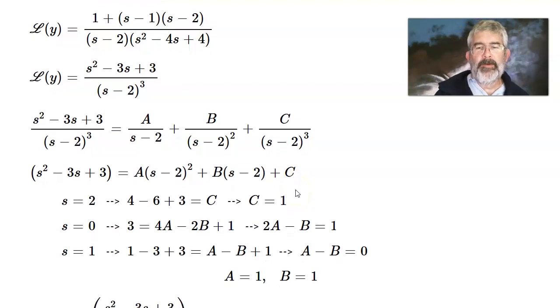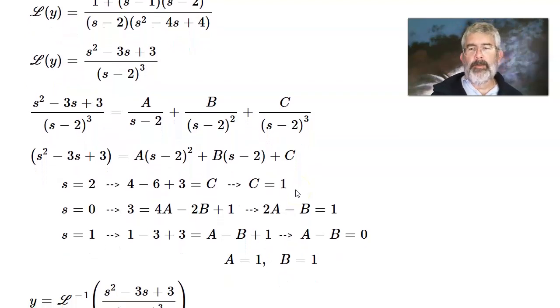Okay. And so I'm going to solve this by plugging some numbers in. I've got to solve for A, B, and C. So if I plug in s equals 2, the left-hand side is 2 minus 6 plus 3. And the right-hand side, there's a 0 right there and a 0 right there. You just get a C on the right-hand side. And so C is equal to 1. Plugging in a 0 for s, the left-hand side nicely just becomes 3.